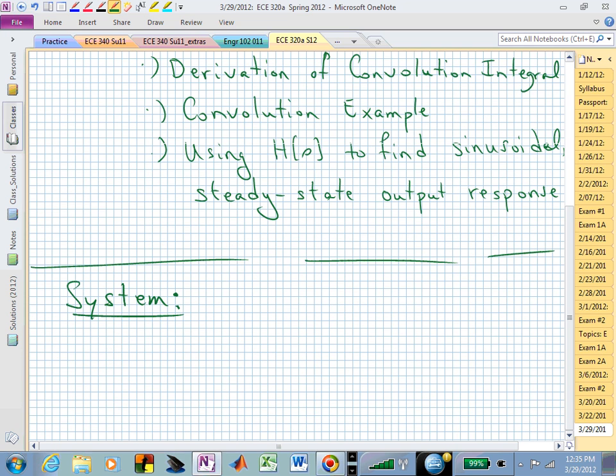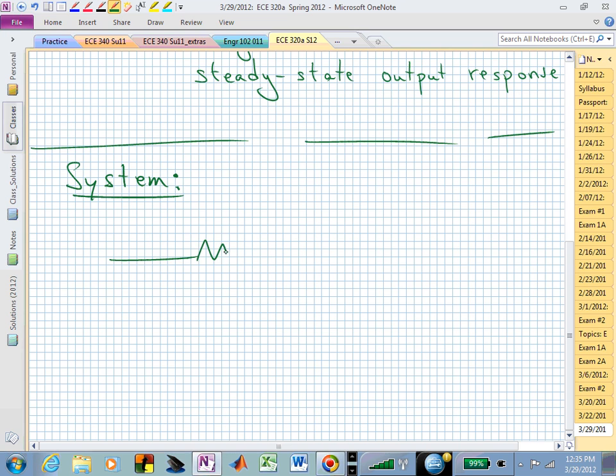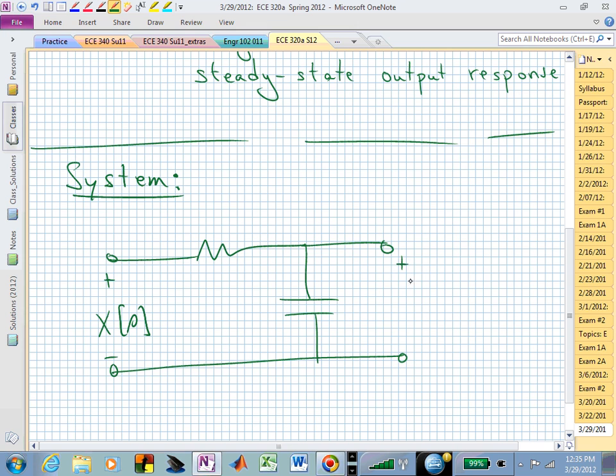I will call this a system, although this particular system is a circuit. Where we have this particular system, and since I've already labeled the input as capital X of S, I'm already in the S domain, which means that I can now redefine or relabel this capacitor to have a value associated with its impedance. And the impedance of a capacitor is 1 over SC.